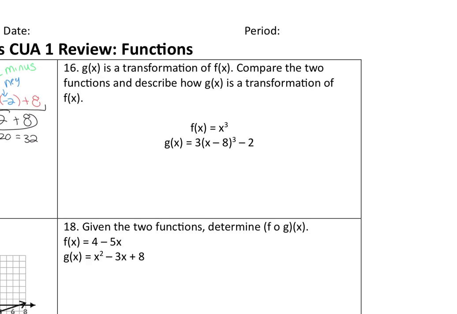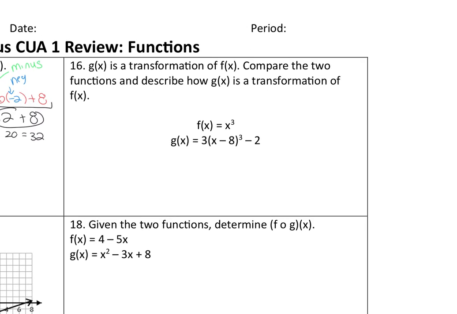We'll go to number 16. It wants us to compare the two and describe how they're different. So we have to tell what this 3 did, what this minus 8 did, and what this minus 2 did. So the 3 is out front. It's a boy thing, so it's vertical. It's making the y's bigger, multiplying by 3, so it's a vertical stretch by 3, or vertical dilation stretch by 3.